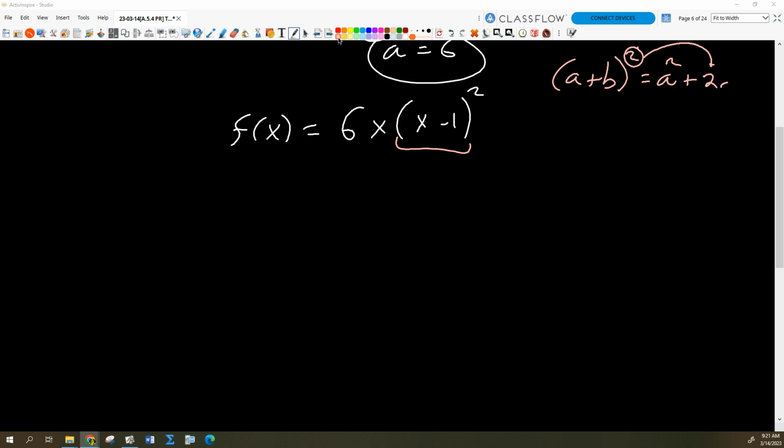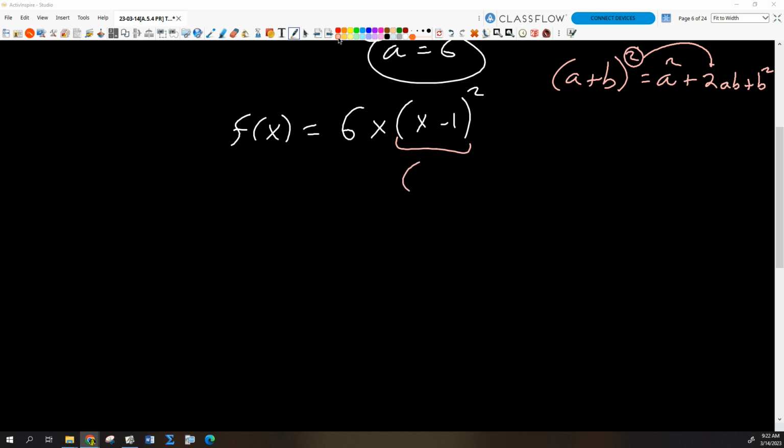So 2ab plus, got to end with a 1, b squared, right? So we know that pattern. That's a flashcard pattern. You just got to be quick with those. So what's this going to give us then? So a is x and b is -1. We'll use that pattern.